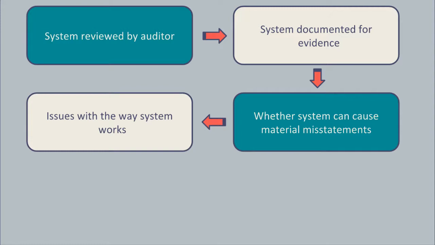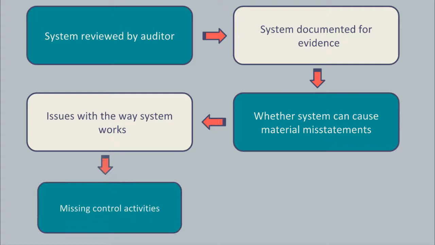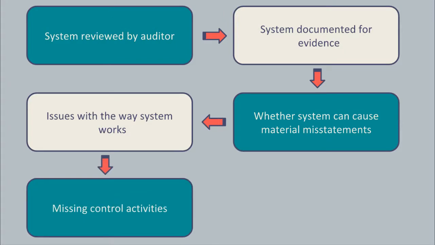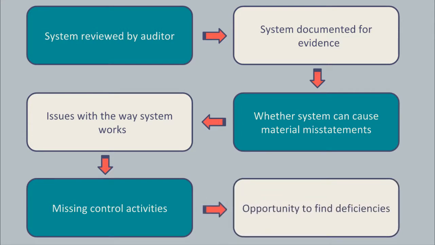Using their skills and experience, they may notice control activities missing within the system that could cause problems. Time taken to understand the system, review documentation, and use internal control questionnaires gives the auditor the opportunity to find deficiencies within the system under review. Here are some examples to help you understand what is meant by deficiencies.